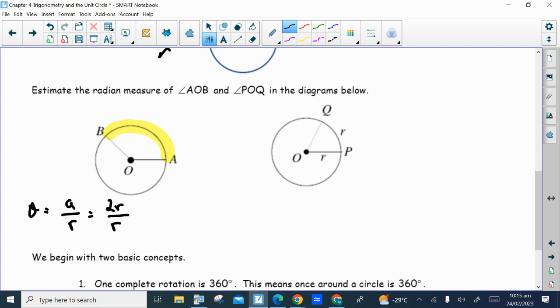So 2r over r. The length of the arc is twice the radius, approximately. And then the r's cancel, and you get an answer of 2. So this central angle is approximately 2 radians.